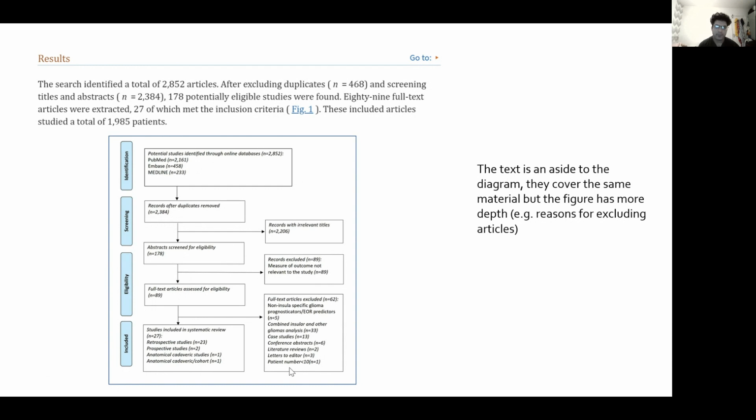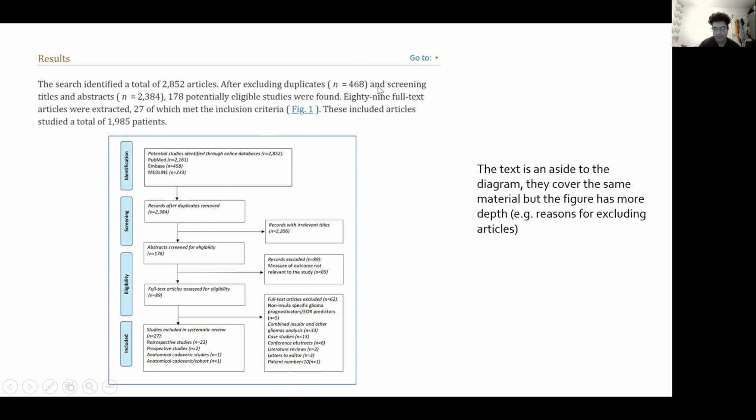And so what we've done in the text is essentially just summarize and reflect what's in the diagram anyway. So we've said we identified 2,852 articles, which is there in the first box in the PRISMA diagram, where we've told you that we have identified duplicates, which is again in the second box. And we've also mentioned that we did 178 articles for abstract, 89 at full text, which is here, and then 27 were at inclusion criteria.